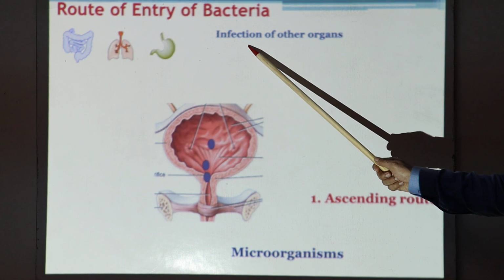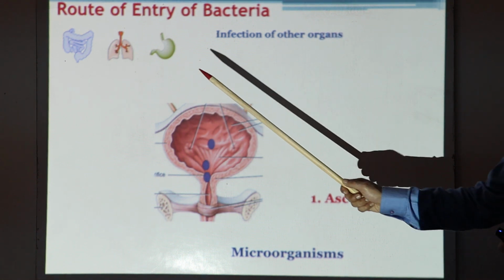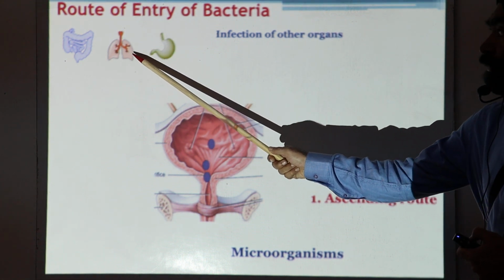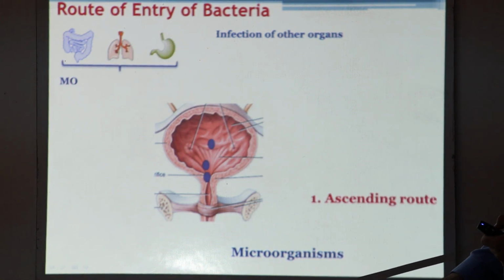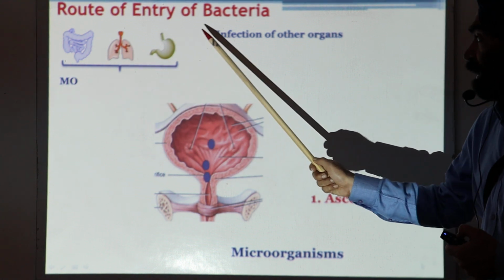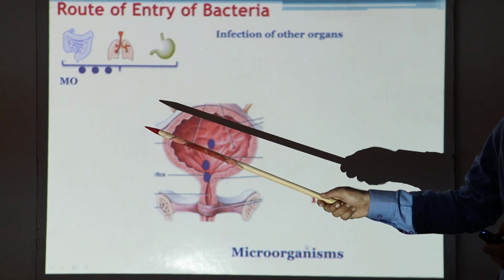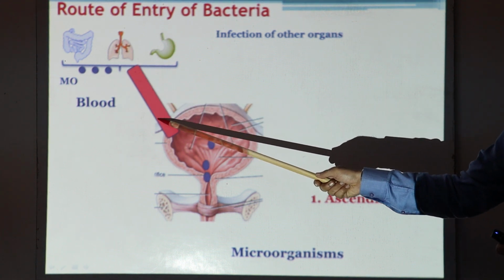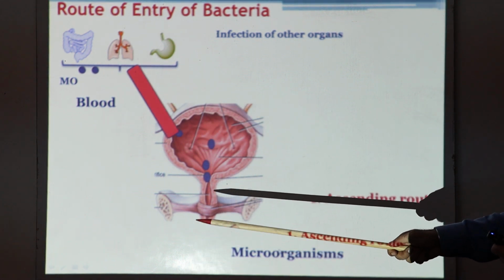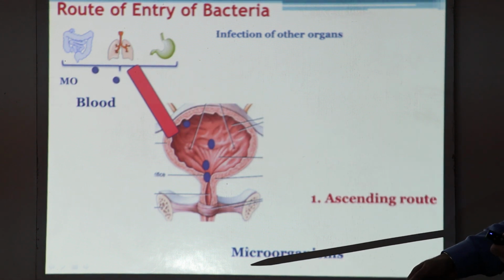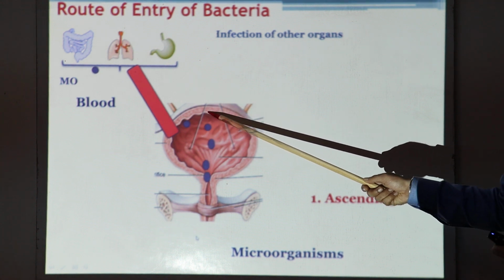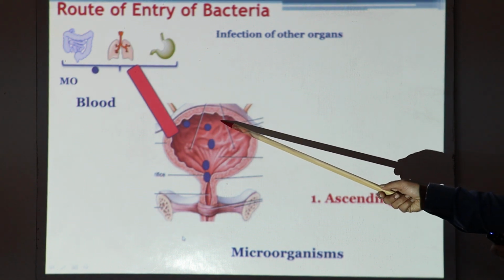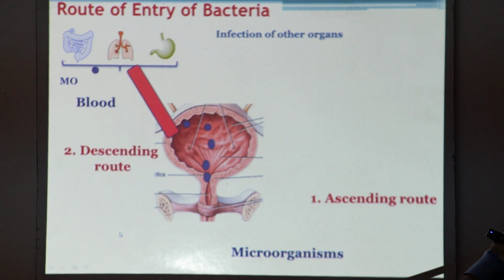Second, there may be infection of some other organs, like maybe of the stomach, the lungs, the intestine, or any other organ. Then the microorganisms present in the blood can go into the kidney through the blood. So these microorganisms enter from different organs towards the urinary bladder through the blood. This pathway is called the descending route.